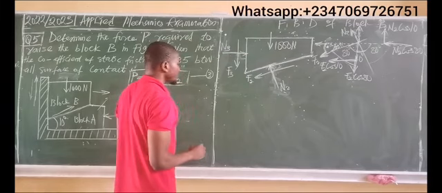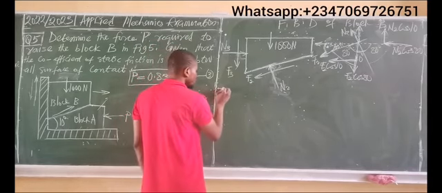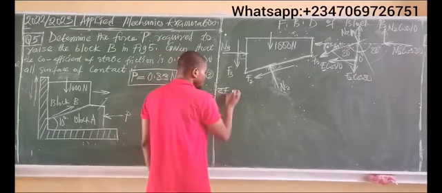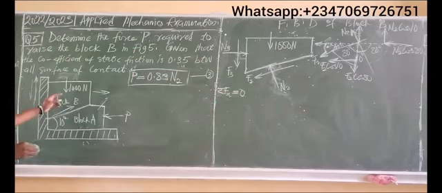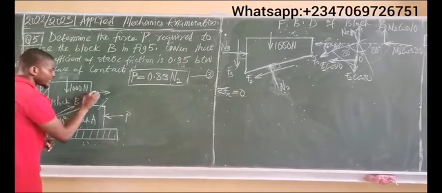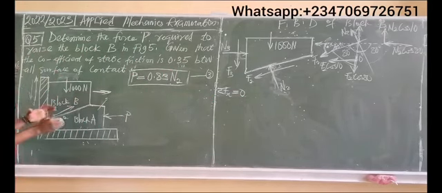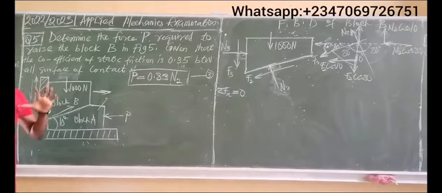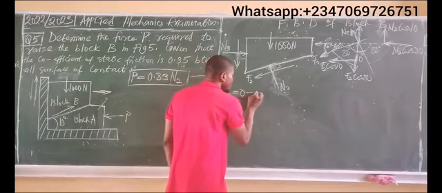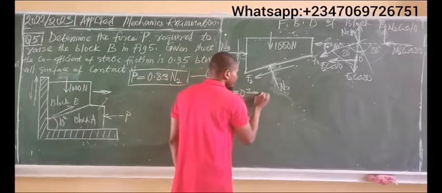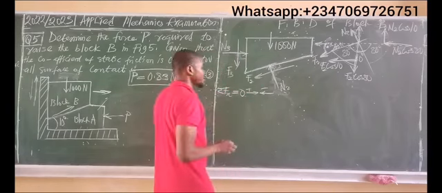So let's start with the horizontal resolution. Summation Fx is equal to 0. Now, mind you, the motion of block B is to the right. We already explained this earlier. So every force component that points horizontally to the right is positive, whereas those that point to the left are negative, because the motion of block B is to the right. Force that points to the right is considered positive. Those that point to the left are considered negative.